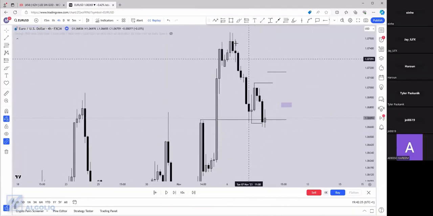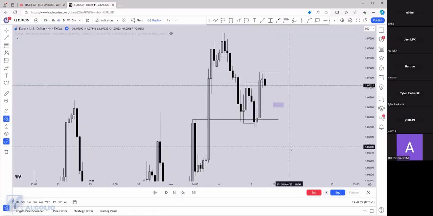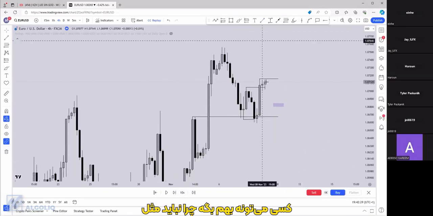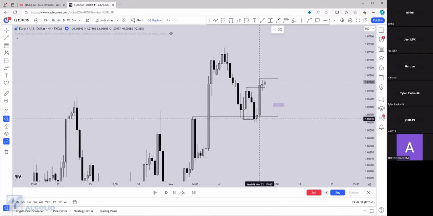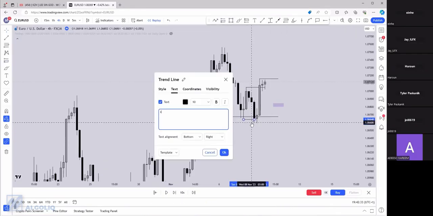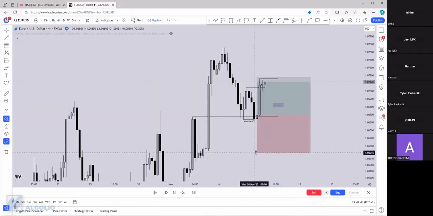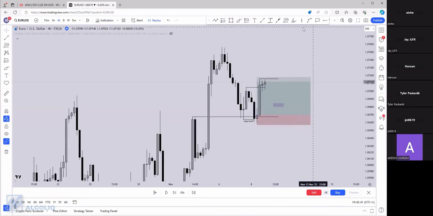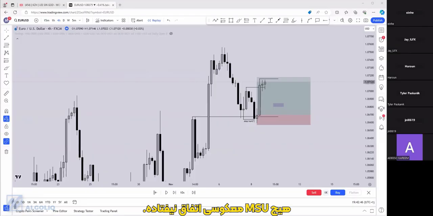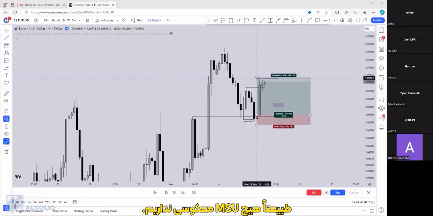And why don't you buy here? Can anyone tell me why not? Like see price action like this and buy. What was the question? There's been no reversal MSU. Yeah, there's no reversal MSU, of course.